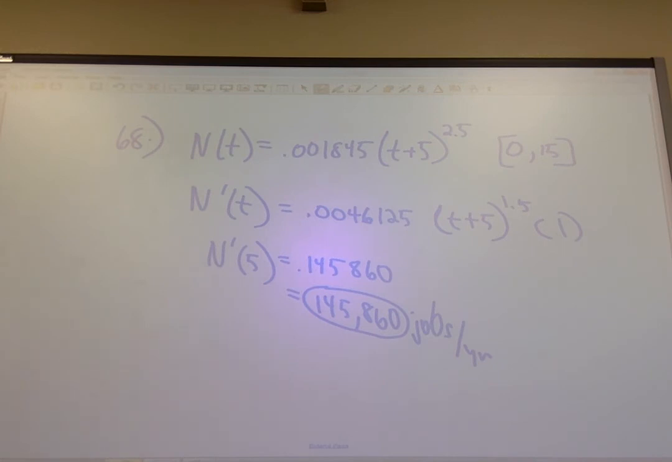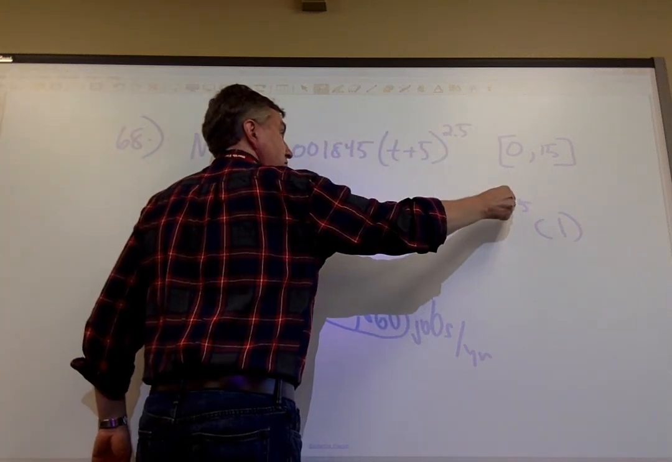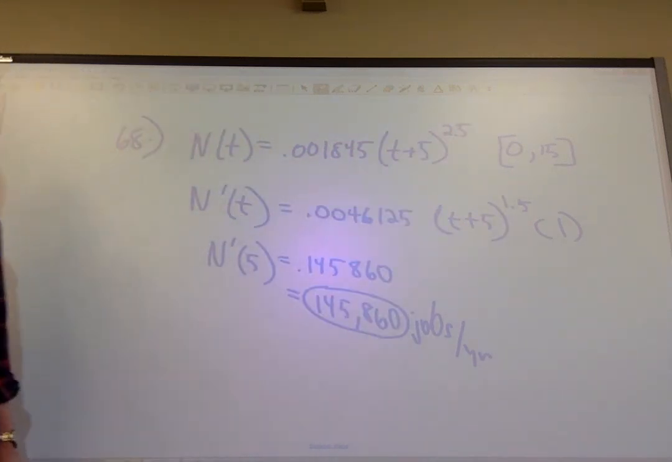I got 1.458660, because I believe you put 1.5 as your exponent right there instead of 2.5. Well, didn't we have to subtract one though? Oh, okay. Had to subtract one.